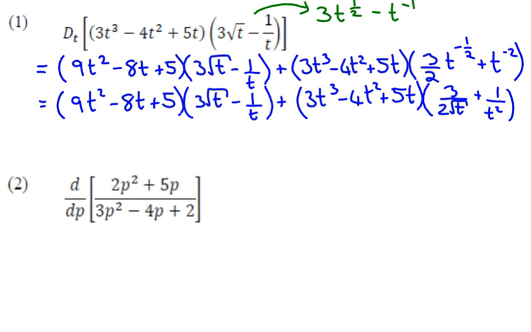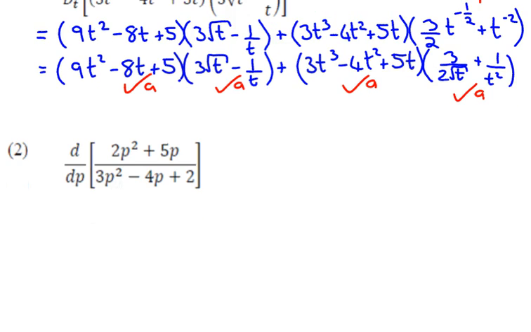Mark allocations for that question. You get a method mark for using the product rule, and then you get accuracy marks for each bracket. So accuracy, accuracy, accuracy, and accuracy. Let's have a look at the next one.